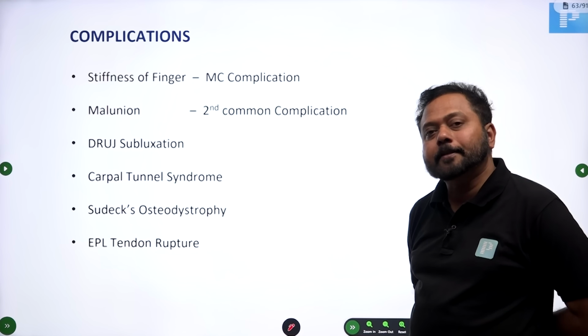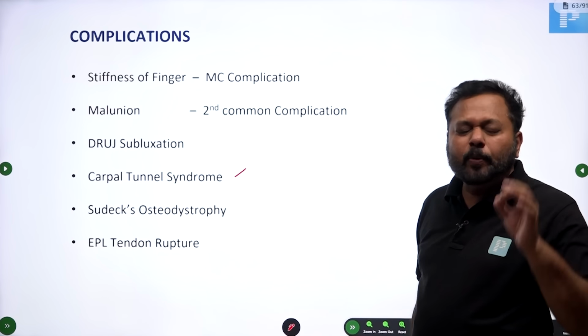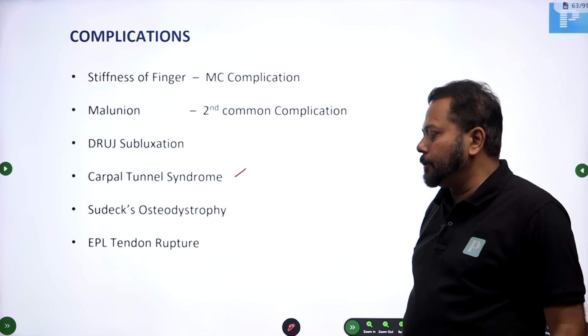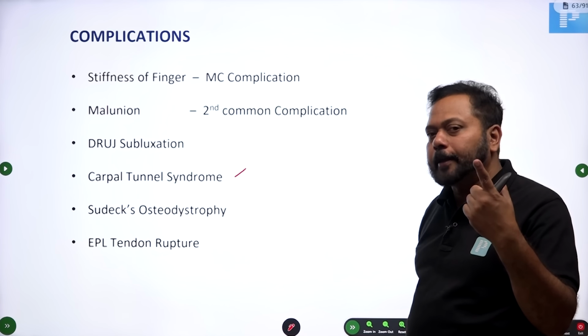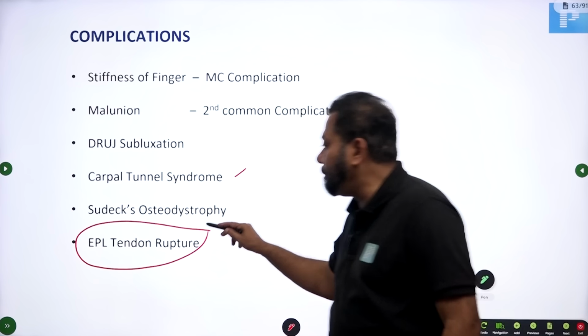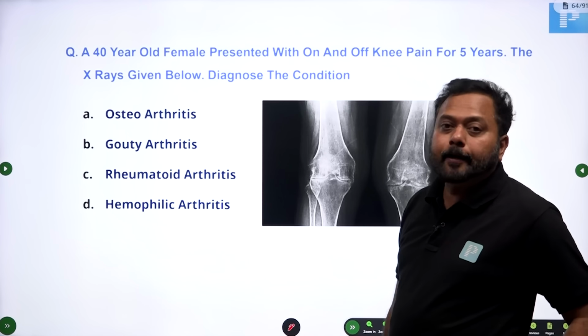Colles fracture is an important cause for carpal tunnel syndrome, so median nerve compression. Which nerve is compressed in Colles fracture? Median nerve, because of carpal tunnel syndrome. Which tendon is ruptured in Colles fracture? So far, they had not asked. Extensor pollicis longus is the tendon; EPL tendon rupture is rare.